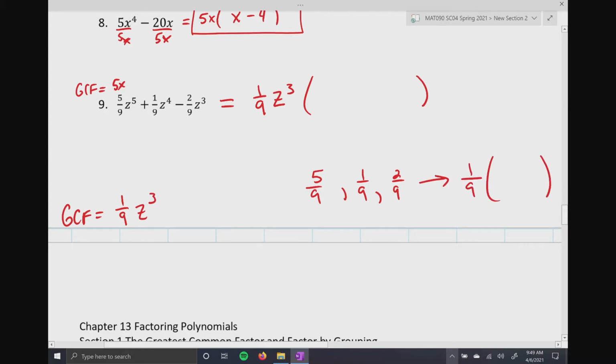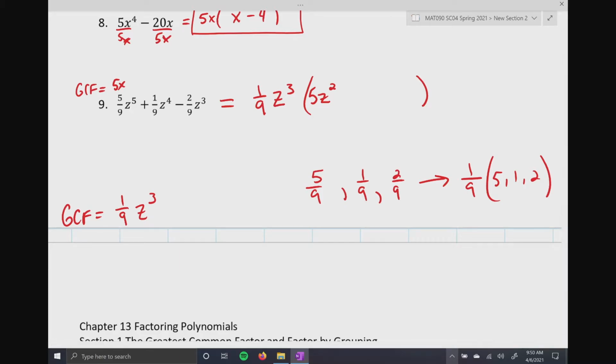If you were to take 5/9, 1/9, and 2/9, and you were just to pull that 9 out of the denominator, then what you'd have left over is a 5, a 1, and a 2 because you pulled that 1/9 out front. Does that make sense? So if you think about it that way, then the first term is just going to be Z to the 2nd power with a 5 out front. Does that make sense?